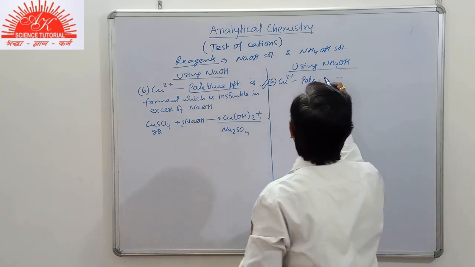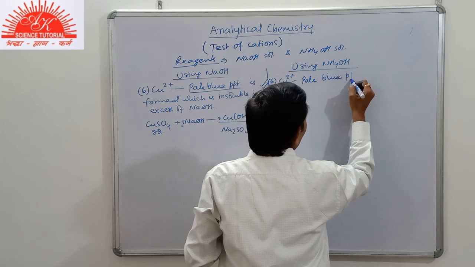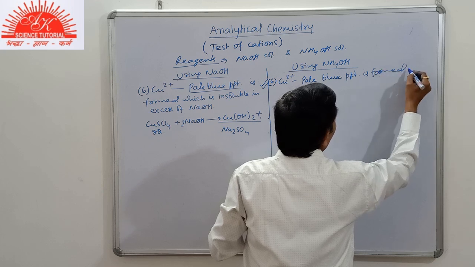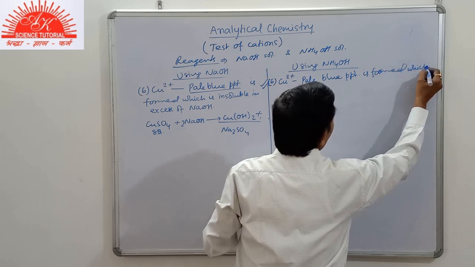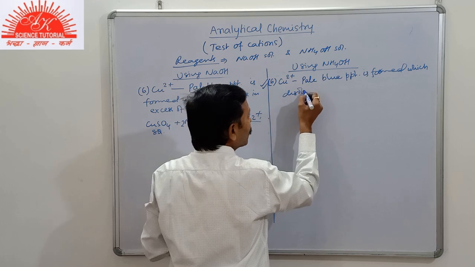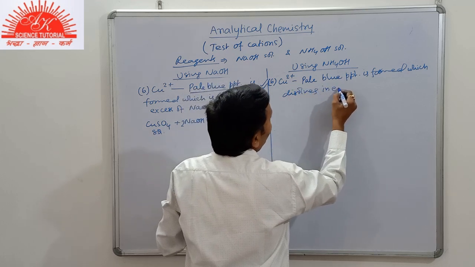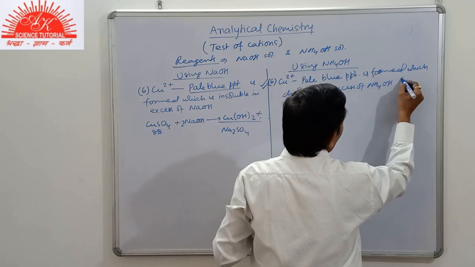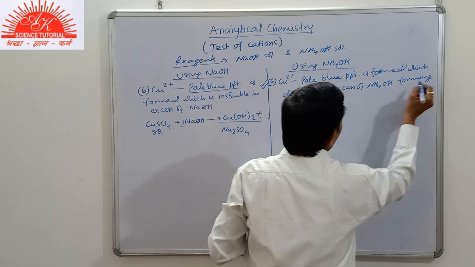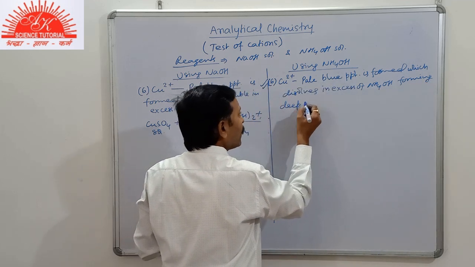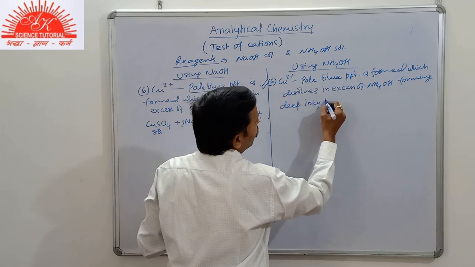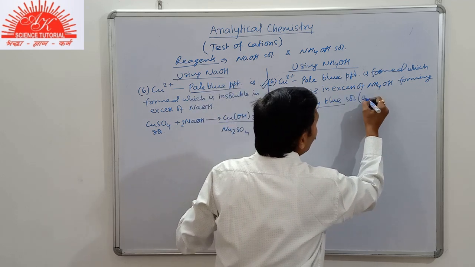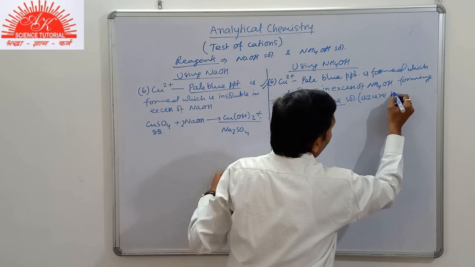Now a pale blue precipitate is formed which dissolves in excess of NH4OH, forming a deep inky blue solution, also called azure blue solution.